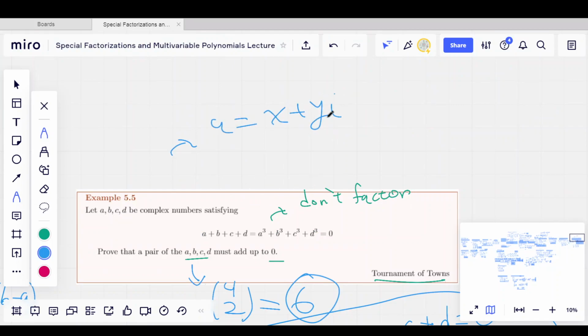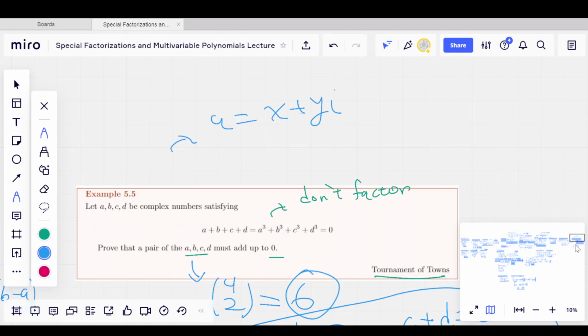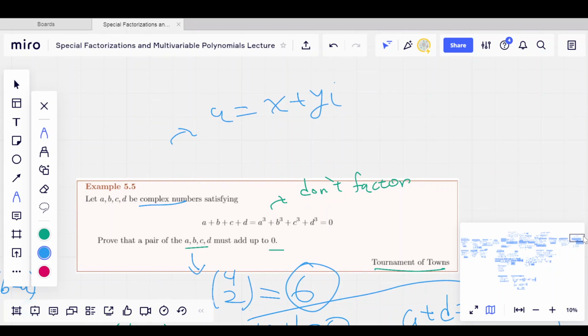If you're wondering why I didn't consider letting A equals X plus Y, that's because it's going to take a lot of time, and you're going to set a lot of variables, and it's going to get really messy. So I don't want to do that. To be honest, with complex numbers, it doesn't really matter.